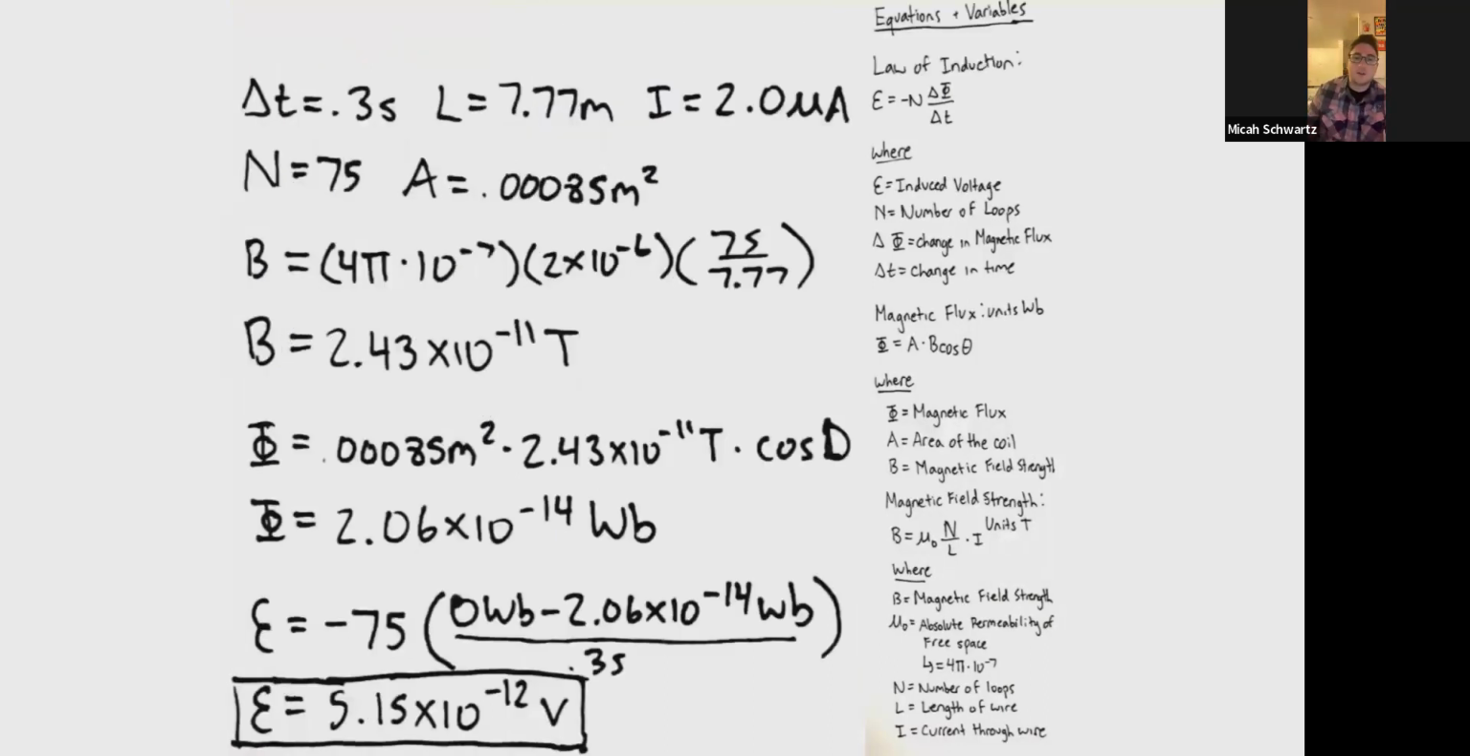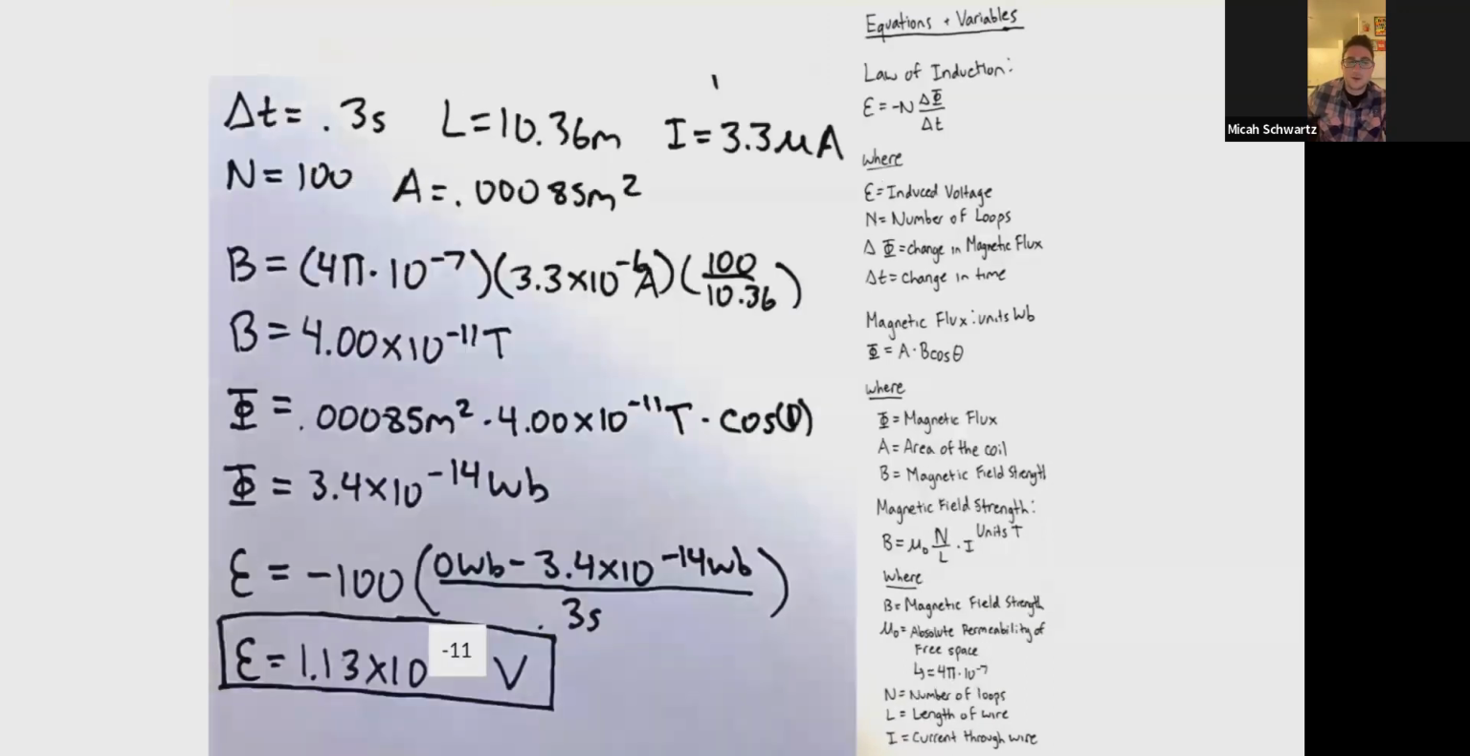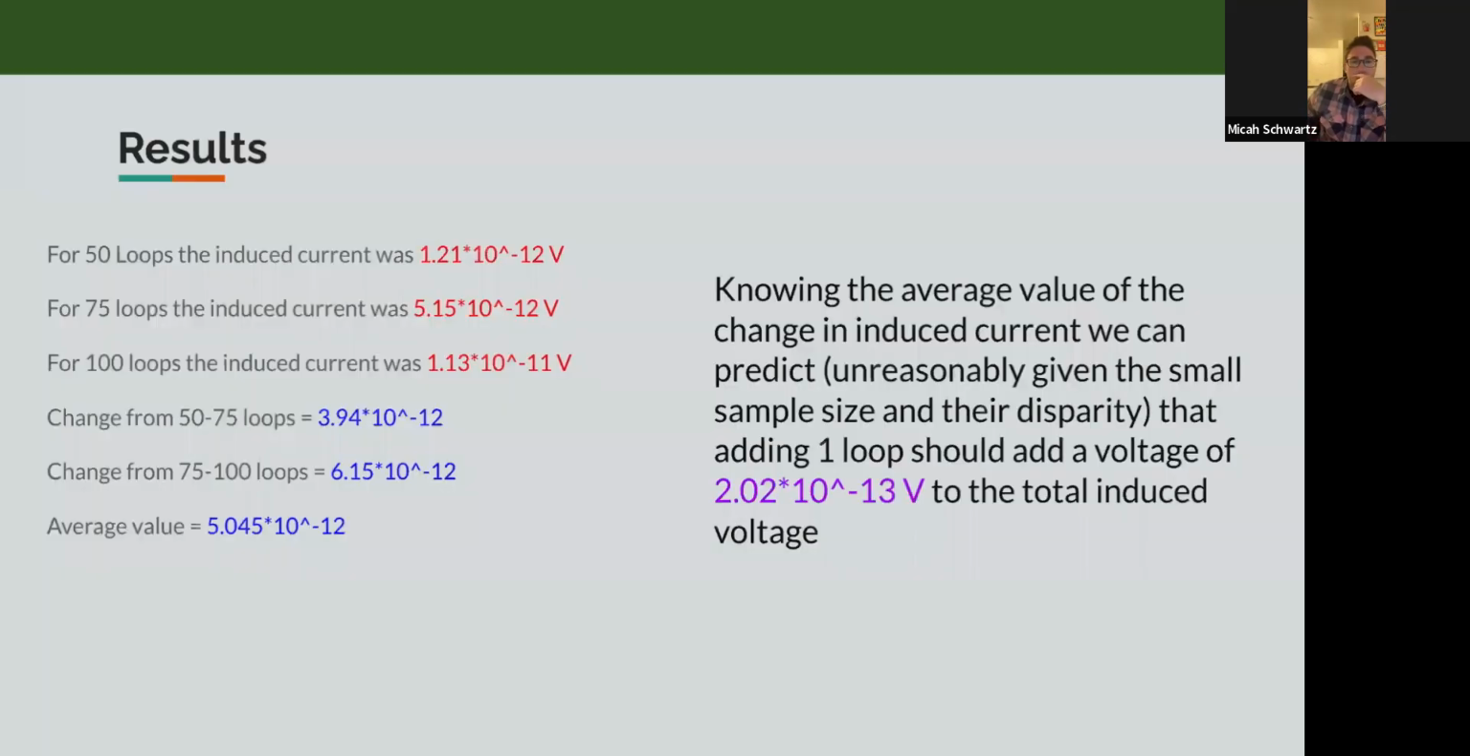I'm not going to explain everything, but the formula is exactly the same. And you can see that as we increased the number of loops to 75, the voltage increased, and as we increased to 100, it also increased. So for 50, the induced voltage was 1.21 times 10 to the negative 12 volts. For 75, it was 5.15 times 10 to the negative 12. And for 100, it was 1.13 times 10 to the negative 11.